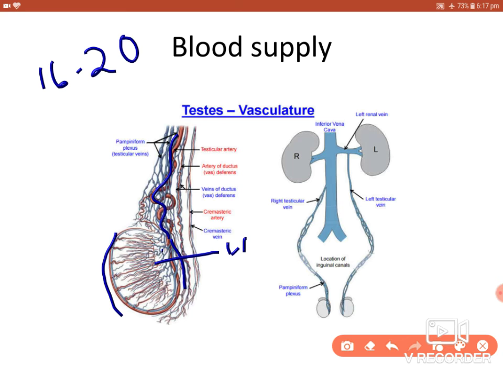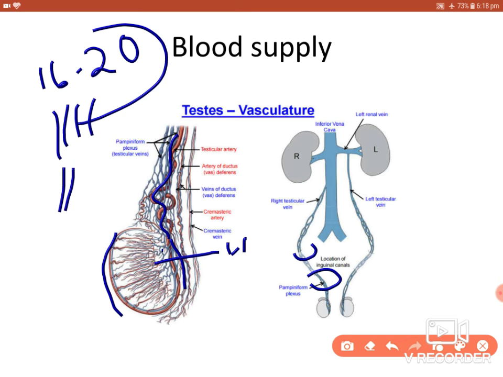So that plexus, that veins plexus, is called the pampiniform plexus. Then it condenses into 4 veins, from the numerous 16 to 20, at the level of the superficial inguinal ring. Then it condenses to 2 veins at the level of the deep inguinal ring. Then it forms the testicular vein, right and left. The right one opens into the inferior vena cava and the left one opens into the left renal vein.